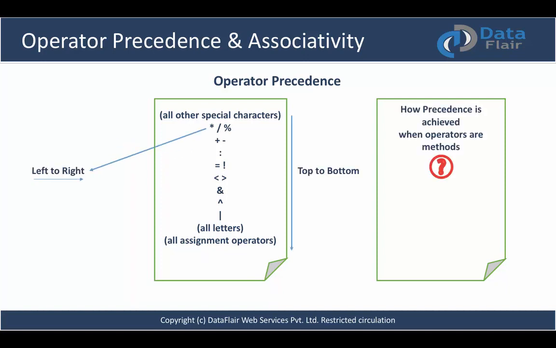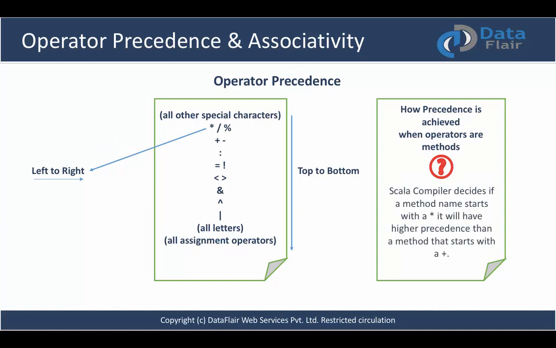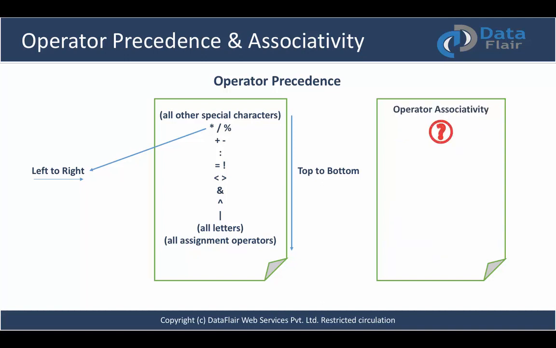But you know, Scala's operators are methods. So how is this precedence achieved in Scala? Scala's compiler has the capability to decide if a method name starts with an operator's character, and if it does, it will check the precedence of that. Multiplication has higher precedence than plus, so it will evaluate the multiplication first. The same happens with all those, and this works as we already talked about, left to right and top to bottom.